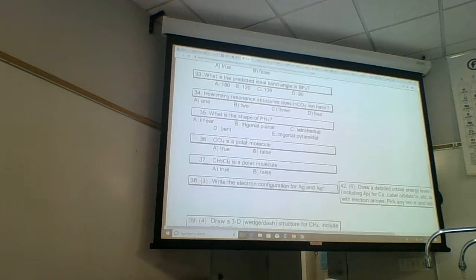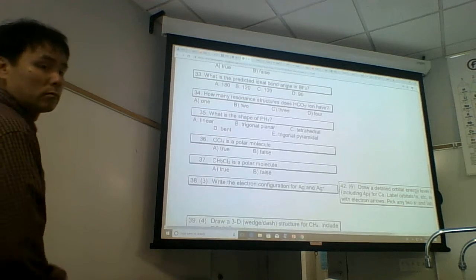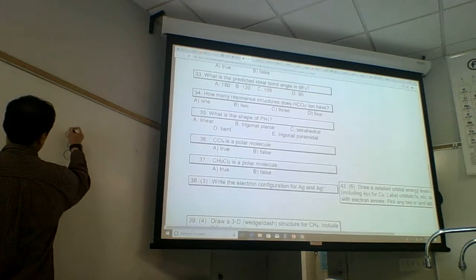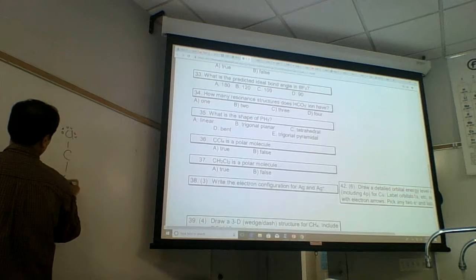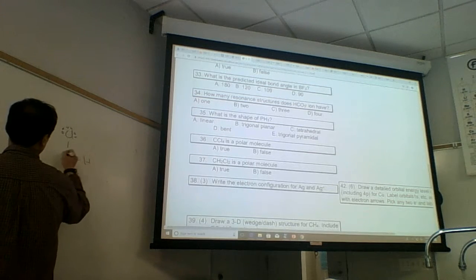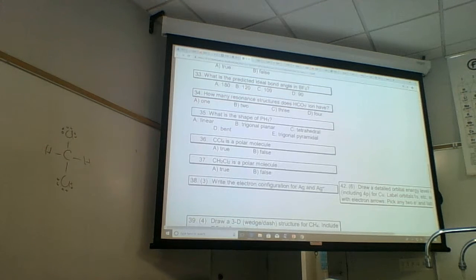36. CCl4 is a polar molecule. It's false. CCl4 is tetrahedral. All the bond dipoles are canceled. How about CH2Cl2? Is that polar or non-polar? Why would it be non-polar? Don't the dipoles cancel each other out, because they're equal and opposite?